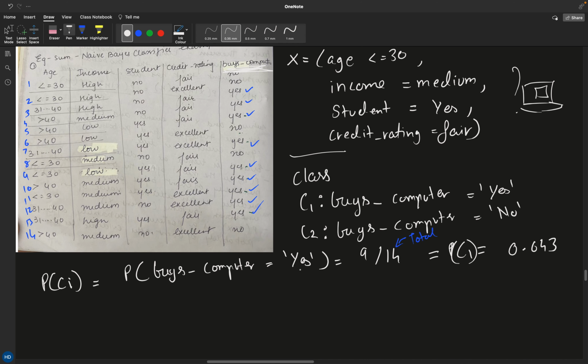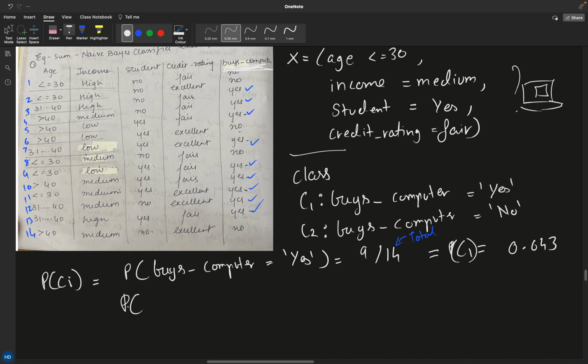Similarly, the probability of buys_computer no is 5 by 14, which is 0.357. 5 because there are 5 no's: 1, 2, 3, 4 and 5.